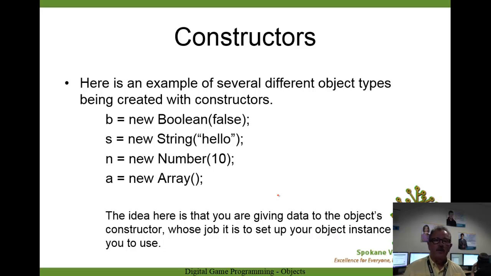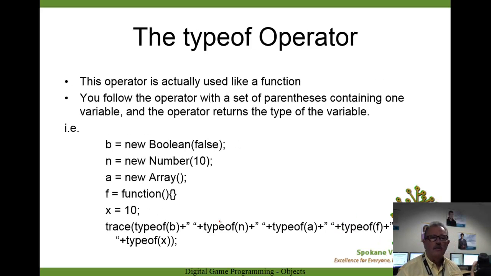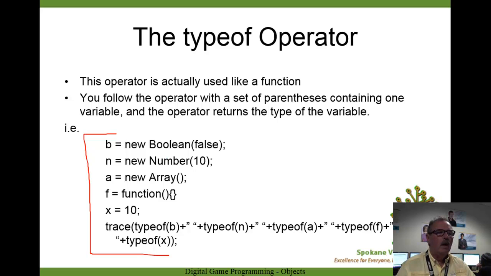Let's look at constructors. Well, it's not a contractor that works on your home. That's different. This is called a constructor. Here's an example of several different types of objects being created with constructors. The idea here is that we're giving data to the object's constructor, and the job of the constructor is to set up the object of this instance that we want it to use. So go ahead and take a moment, open up Flash, type in this code right here, and you'll see an example of a type of operator that's used to fill up these constructors. We'll figure out what the type of operator is going to do for us.